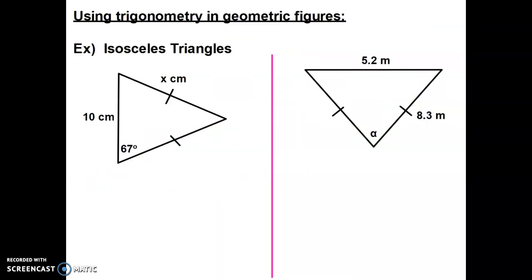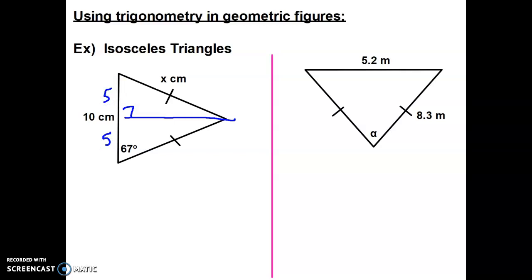All right, let's move to these. So I'm looking at isosceles triangles. Isosceles, remember, means at least 2 sides are the same. And if you recall from geometry, if you put an altitude inside of an isosceles triangle, it cuts the base in half. So if I drop an altitude right here, and an altitude meets at a right angle, it's going to cut that base in half. So I'm going to have 5 centimeters on both sides.